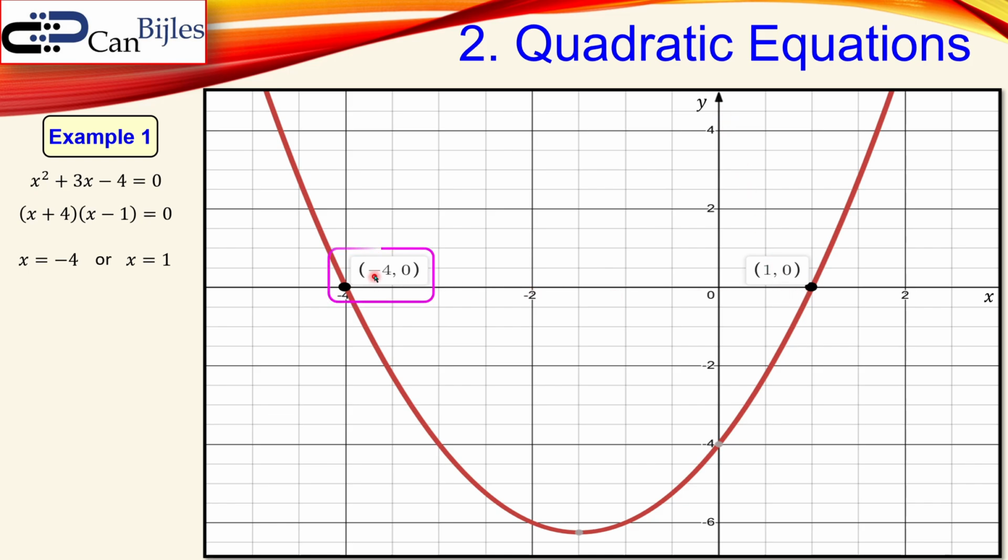So the first one is minus 4, again comma 0, which is then our y coordinate. And here we see 1 comma 0, which is from the x, and then there is also a y coordinate which is 0. So there are 2 solutions here.